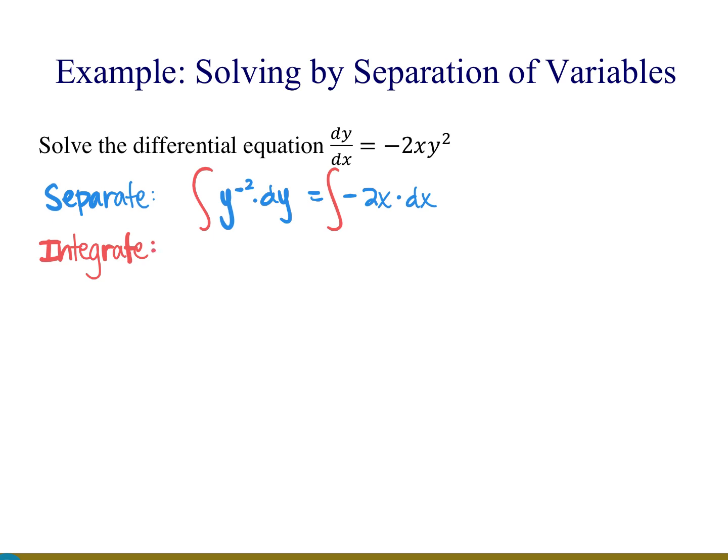On the y side of the problem, how do I do the antiderivative of that? Add 1 to the power, so the power becomes y to the -1. And then what else happens? Divide by that power, divide by -1. And what else happens when you do an antiderivative? Plus c.